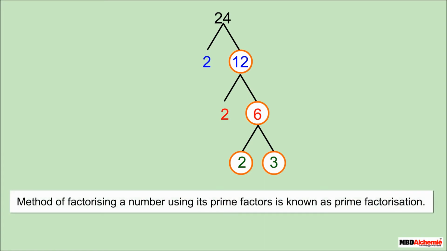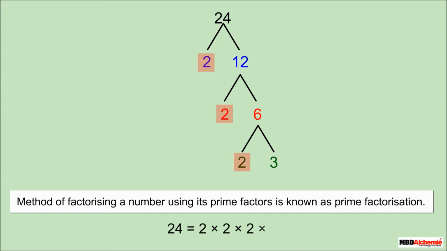Method of factorizing a number using its prime factors is known as prime factorization. Prime factorization of 24 is 2 into 2 into 2 into 3.